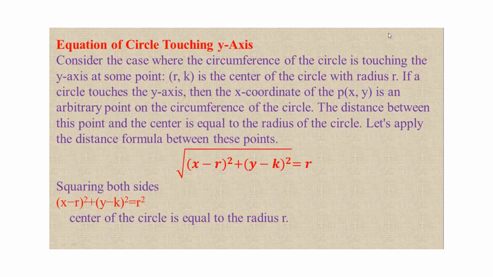Equation of a circle when the y-axis is tangent to the circle. The value of h equals the radius of the circle. So the equation is (x minus r) squared plus (y minus k) squared equals r squared, where the value of h equals the radius of the circle and the y-axis is tangent to the circle.